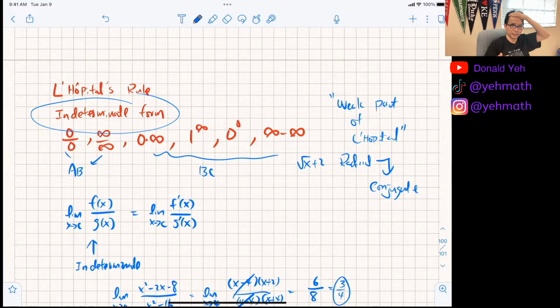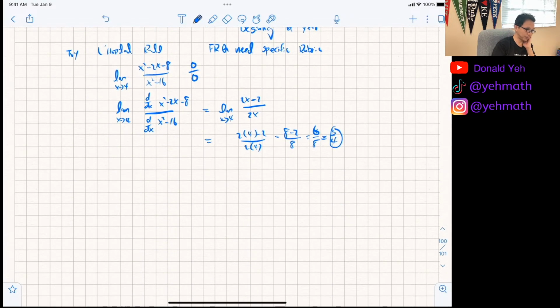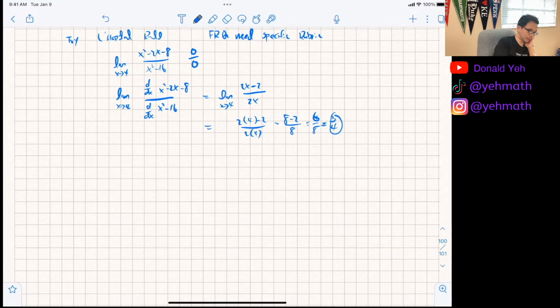Okay, so not just square root 2. Square root 2 is fine. That just show you that. Okay, so now why do we need use L'Hopital rule? Because not all functions are factorable. For example, limit x approach 0 of e to the 2x minus 1 over x.